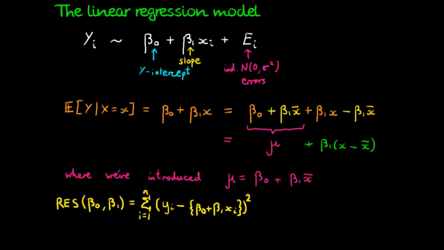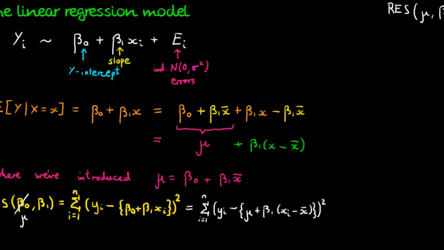So we should rewrite the thing that we're trying to minimize in terms of our new variables mu and beta 1 instead of beta naught and beta 1. So in order to do that, here we go, the residual sum of squares, which depends on mu and beta 1. I'm literally just going to substitute in mu to replace beta naught. So this beta naught here becomes mu minus beta 1 x bar, and so consequently my expression becomes this expression over here. So that's the residual sum of squares.